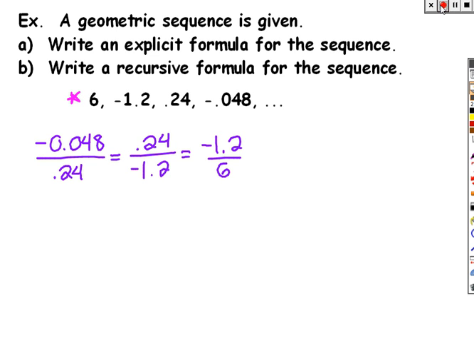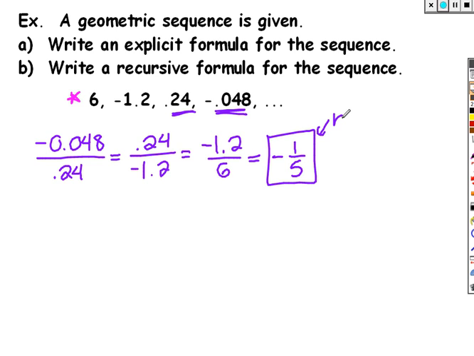So to find that constant ratio, if you took any term divided by the previous term, so the fourth divided by the third, or the third divided by the second, or the second term divided by the first, you should get the same number for all of these ratios, which is negative 0.2, or negative 1/5. So that's your constant ratio.